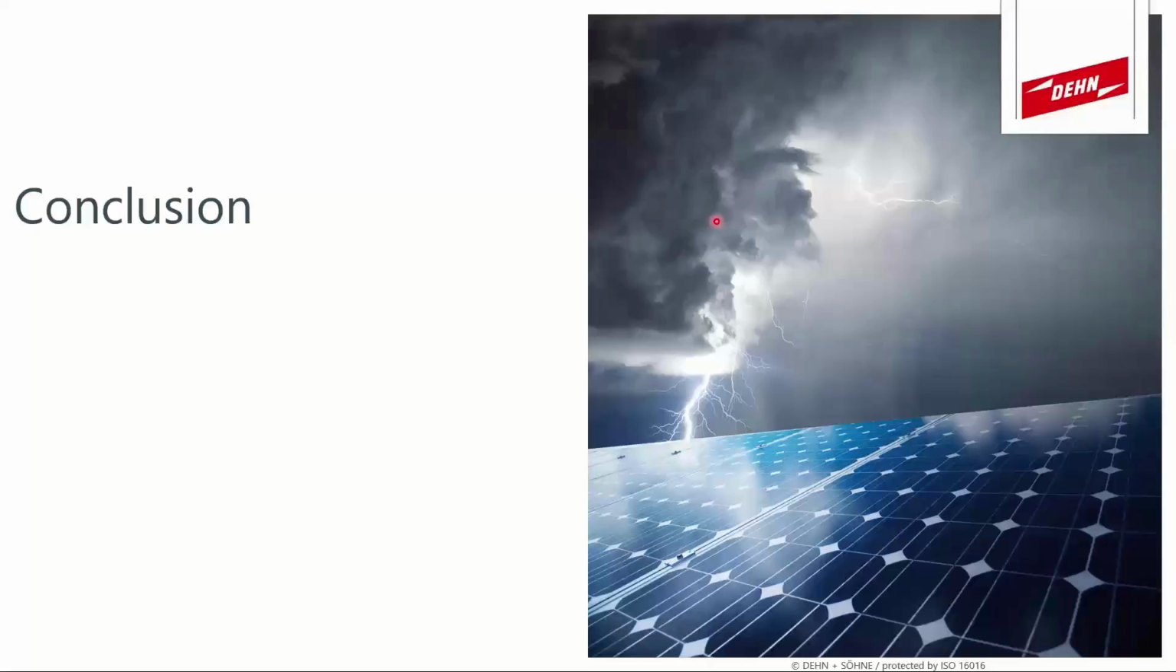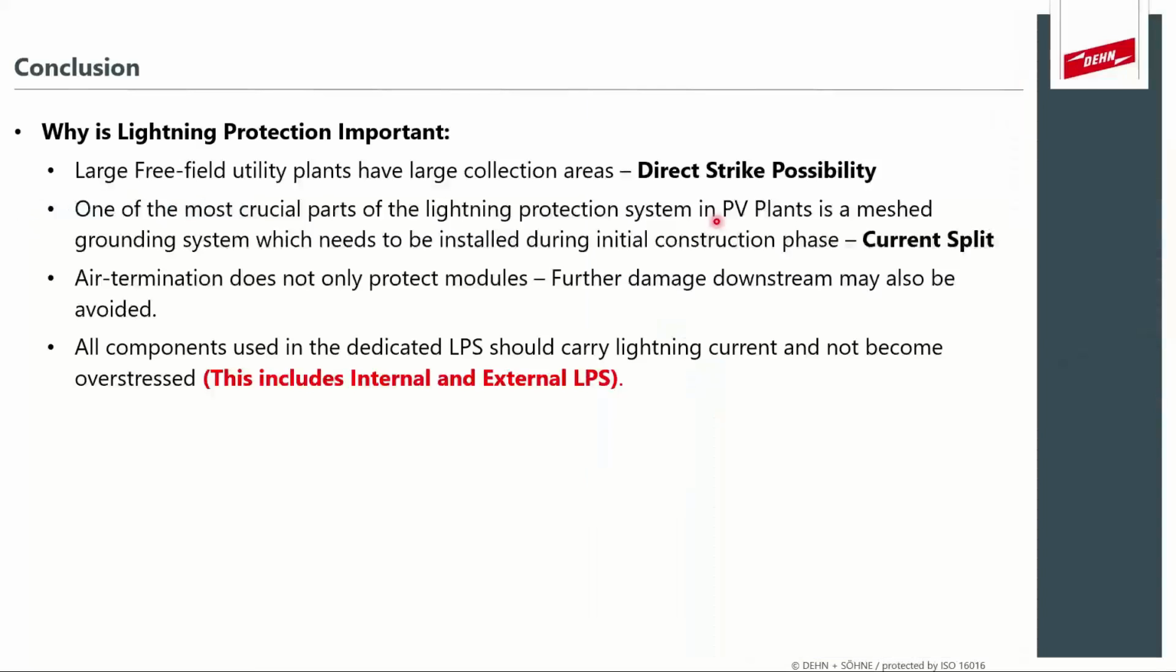So to conclude what we see from the lightning simulation on PV plants, and why it's important to have proper lightning protection and proper grounding installed by means of simulation, you say the following. Lightning is very important, firstly, because PV plants or free field plants or utility scale plants have a very large collection area. Because they have a very large collection area, there's a very big chance of having a direct lightning strike, and it's a high direct lightning strike possibility.